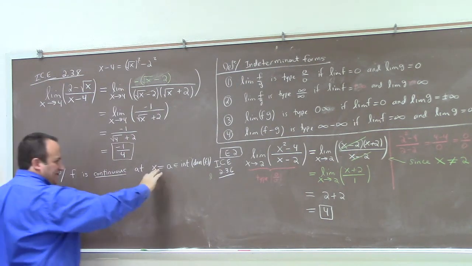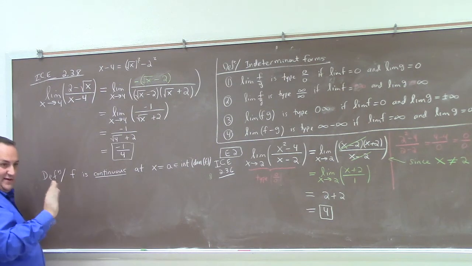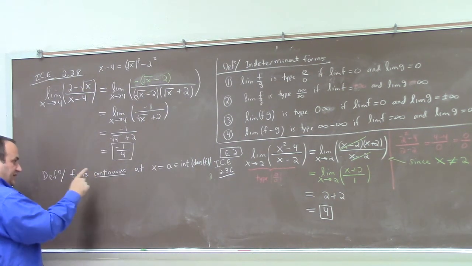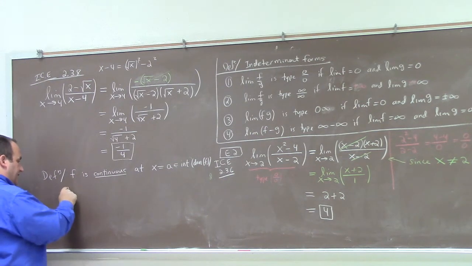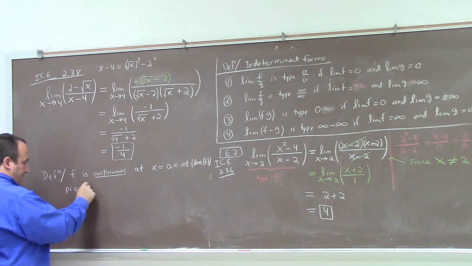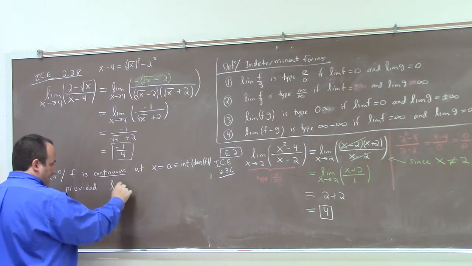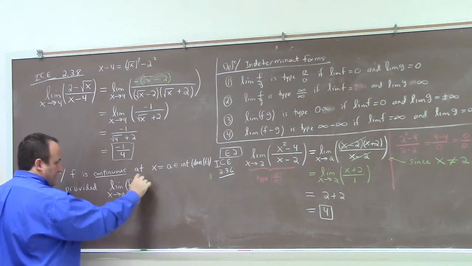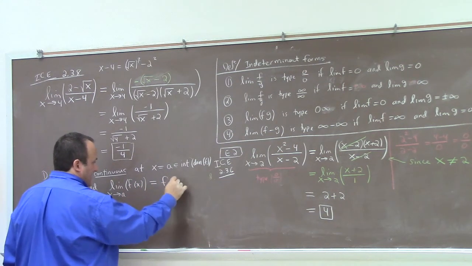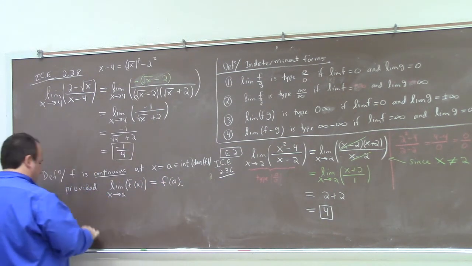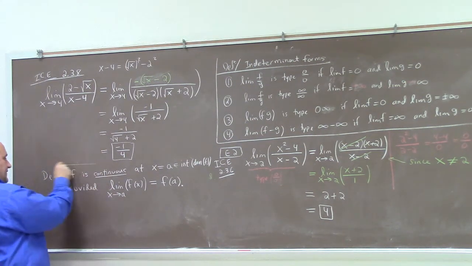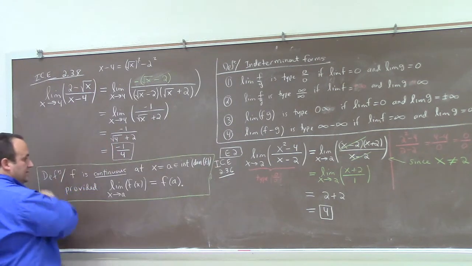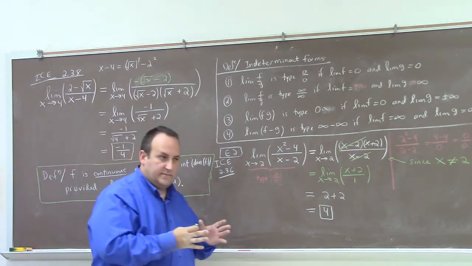Don't worry so much about this. All I'm saying is that A is a point in the interior of the domain. And the reason I'm saying that: f is continuous at x equals A in the interior of the domain, provided that the limit as x goes to A of f of x is equal to f of A. So a continuous function is simply one that you can calculate the limit by plugging in the limit point.